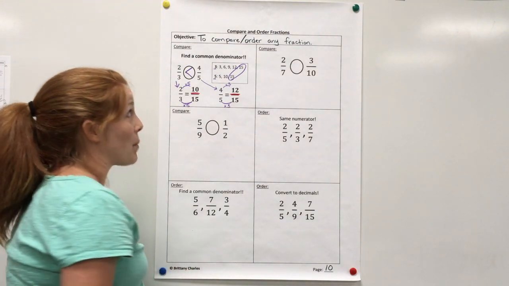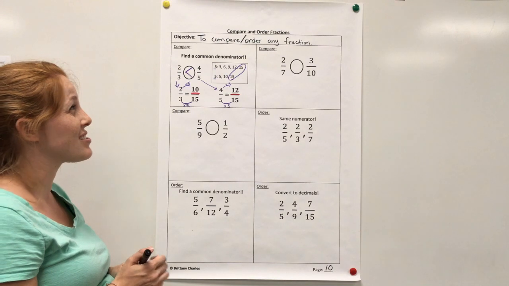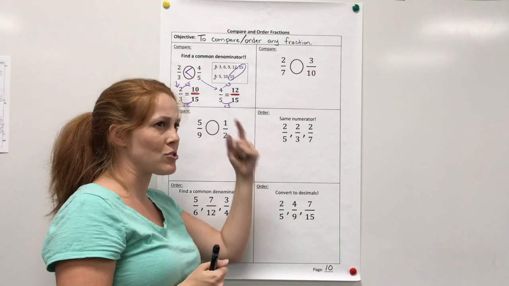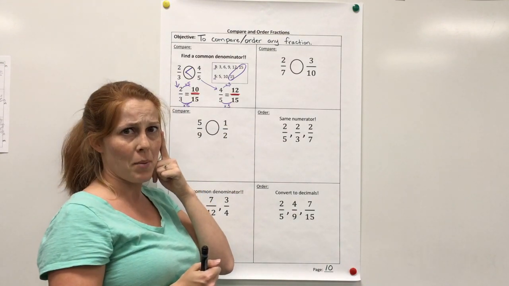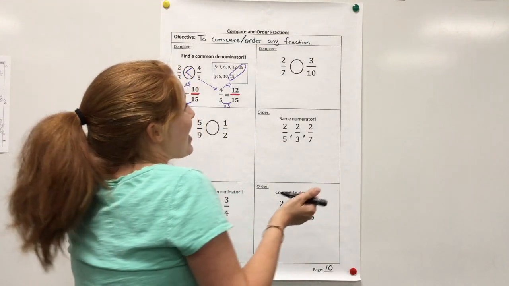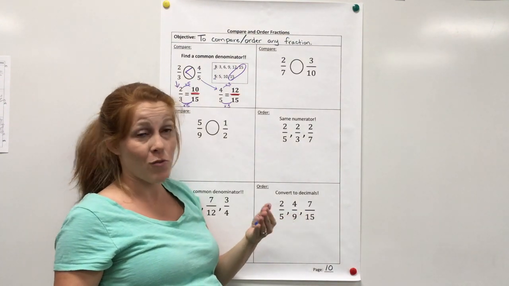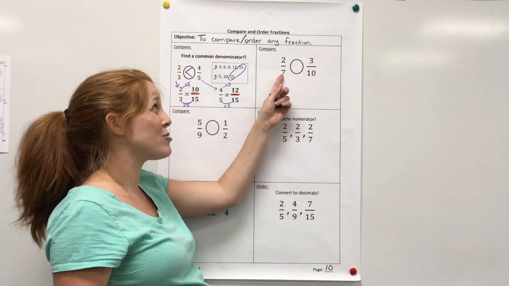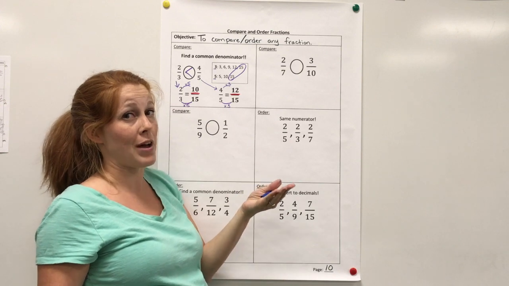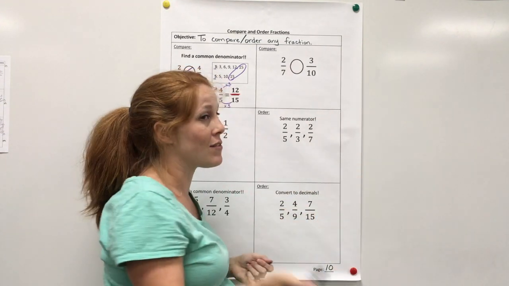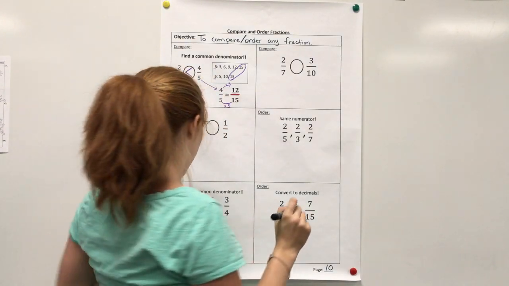Okay, so I'm going to find a common denominator. I've got 7 and 10, so I can list out multiples of 7 and 10. I can also do it in my head if I'm really good at my multiples. I know to be a multiple of 10, it has to end in a 0. 10, 20, 30, 40, they all end in 0. So I could also just think about multiples of 7 and find the first one that ends in 0. I'm going to actually list it up here, even though I'm sure you can probably do it in your head.